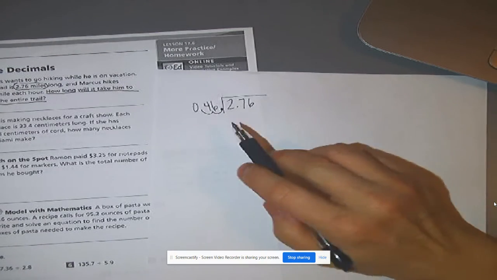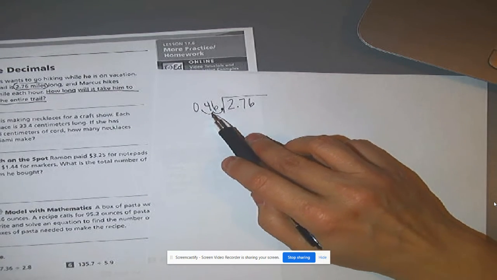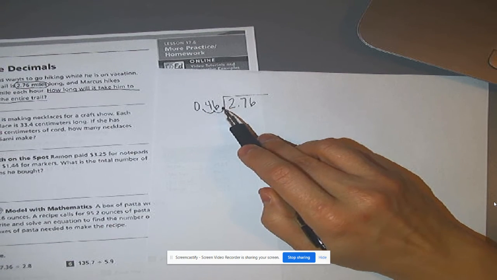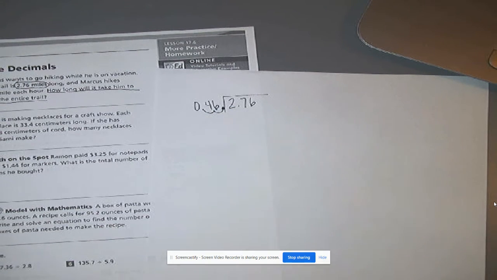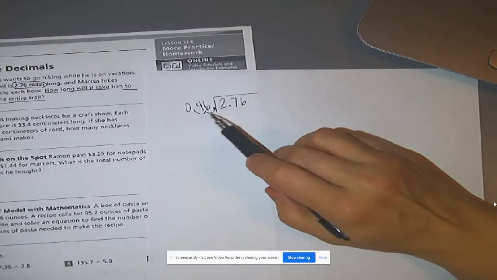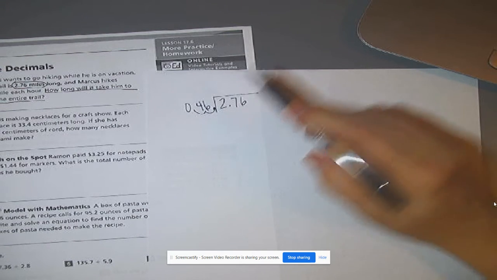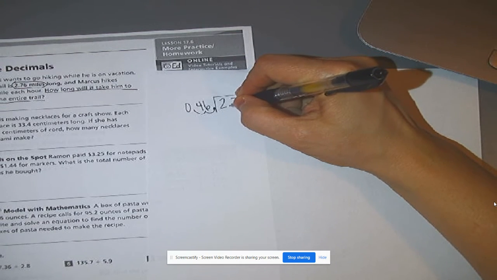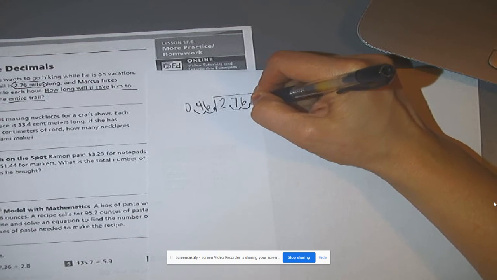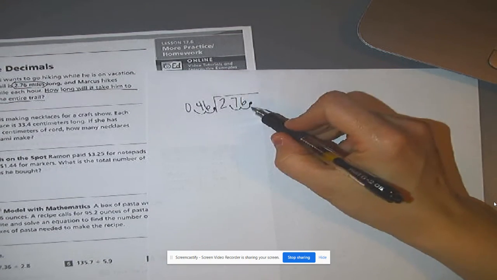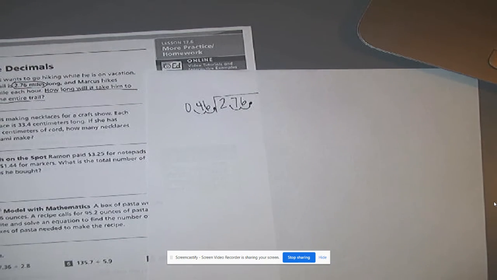But what are we actually doing when we move those decimals? We're multiplying by 10 and another 10. So 10 times 10 is 100. So we're actually multiplying by 100. Well, if we multiply this number by 100, we've got to multiply this number by 100. So we know that we can move it 2 spaces. So now we're dividing 276 by 46.